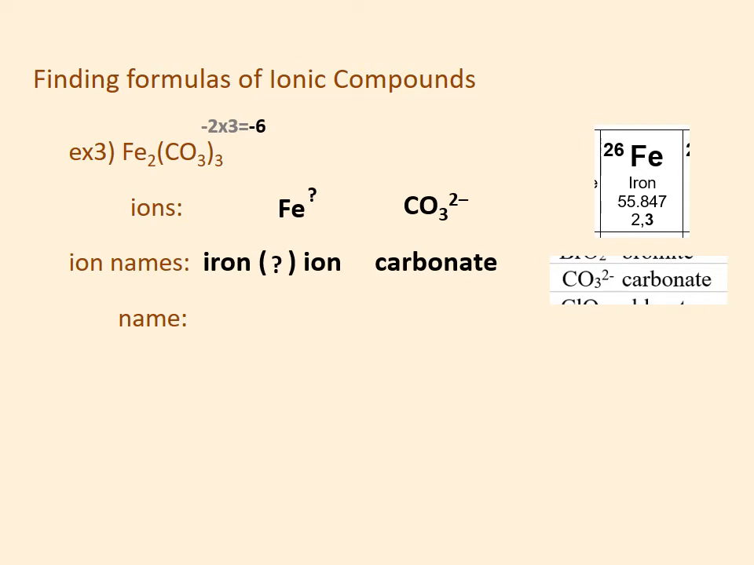And if I have a -6 charge on the back end, I have to have a +6 charge on the front end. Now there are 2 irons present, so that +6 is being shared between 2 irons, which means they get a +3 each. So I have iron 3 ion on the front, carbonate on the back. When it comes together, it's called iron 3 carbonate.